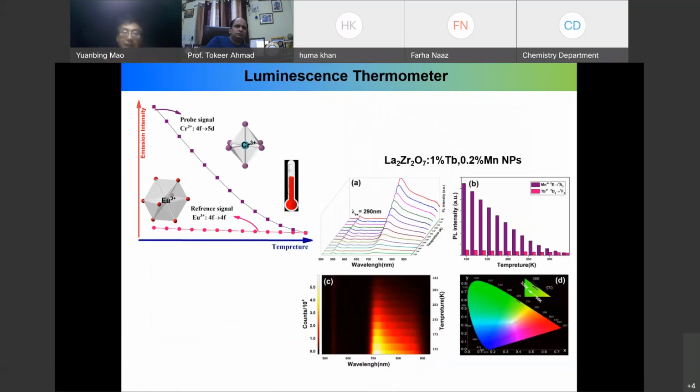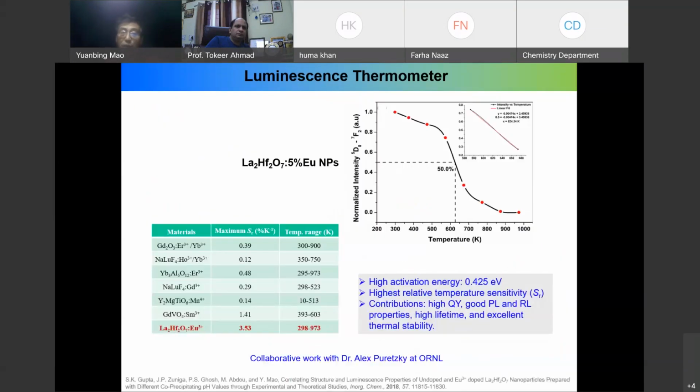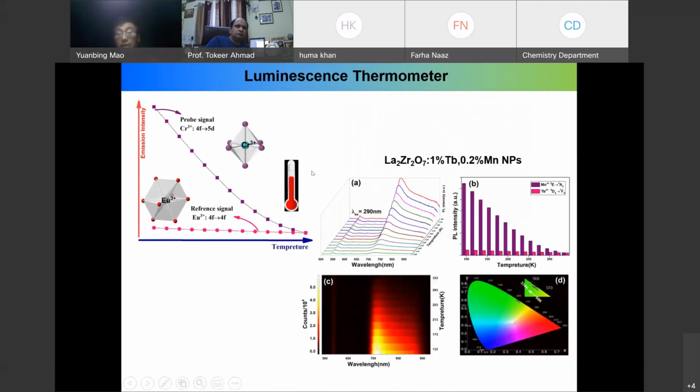The other type of design is what you see here. There is only one dopant, and we only depend on the luminescence from this dopant. Another strategy is to co-dope a material, where one of the dopants is the reference signal along the temperature, and the other dopant acts as a probe and provides the probe signal, and then we can also get the thermometer sensitivity. This is something new we are working on now.